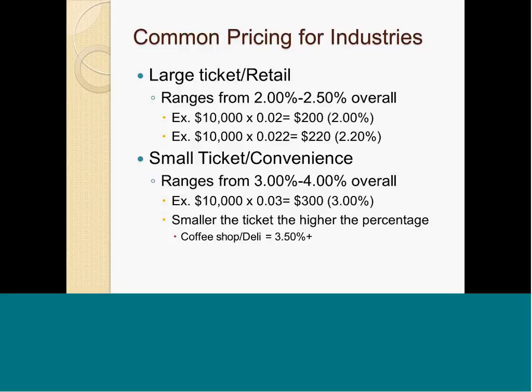Common pricing for industries that we see: a large ticket or retail, a large ticket being anything from jewelry to car sales, and retail being anything from a clothing boutique to a liquor store, ranges from 2 to 2.5% overall. An example of that is every $10,000 that you run is $200. On the flip side, any $10,000 that you run at 2.2%, for example, would be $220. Those examples are the math for how to figure out what the effective rate should be.